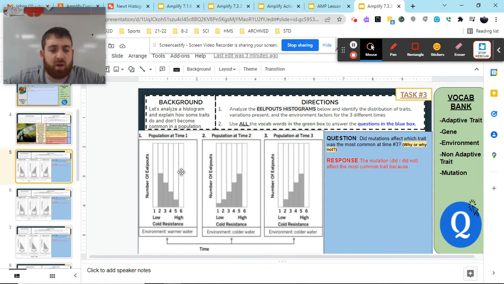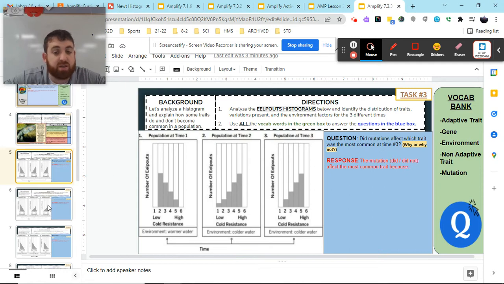Now, these histograms are a timeline. And if you notice, the very top title says population at time 1, time 2, time 3. So we don't know how much time or generations have passed, but we know that this was the population at one point, then this was the population at another time, and then this was the final population at its third time. And if you notice, in each histogram, we have a certain number of eelpouts with certain cold resistance found within their specific environment. And you'll notice that the different histograms change over time.